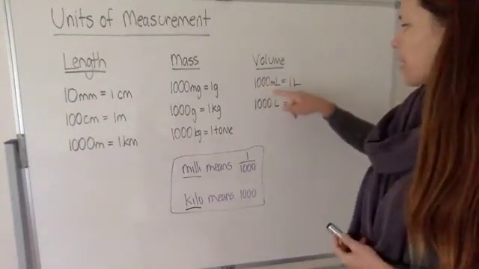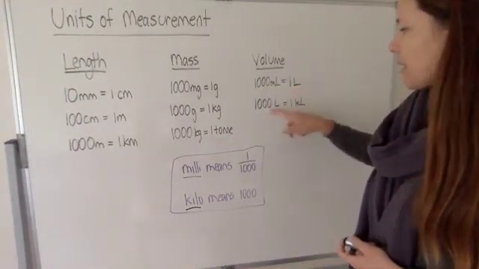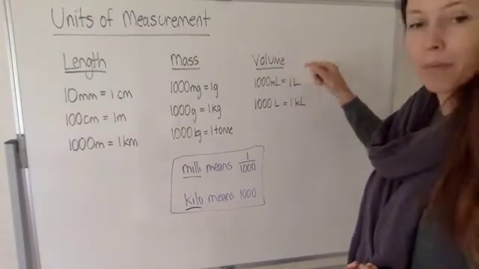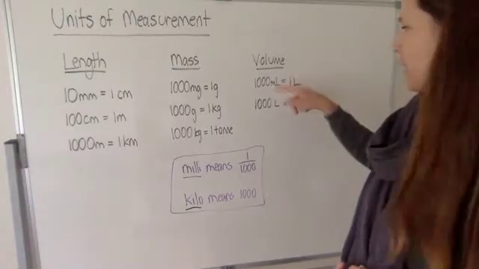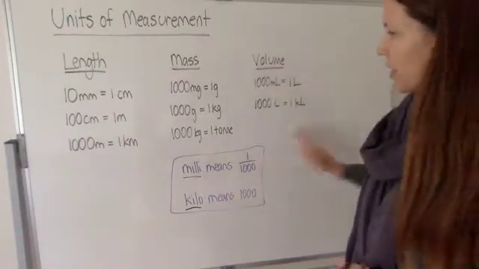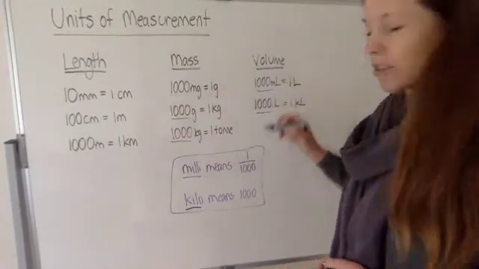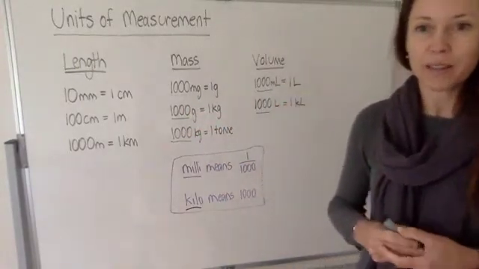Same with volume, 1,000 millilitres in a litre, 1,000 litres in a kilolitre. I could have written one smaller here, 1,000 microlitres, which are really tiny, in 1 millilitre. So all of these have something in common. The number 1,000. If you're going to have a guess and you can't remember, they're all thousands.